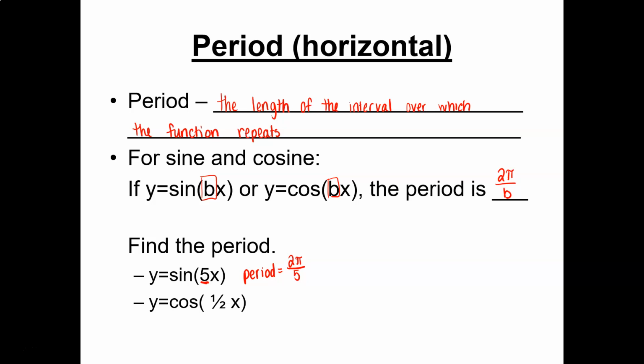And you see what happens here? Big numbers, like a 5, actually make the period smaller because you're dividing here, right? But if we have small numbers like 1/2, then our period is going to be 2 pi divided by 1/2, which is going to be 2 pi times 2 over 1, which equals 4 pi. So that's a horizontal expansion. That small number actually makes the period larger.